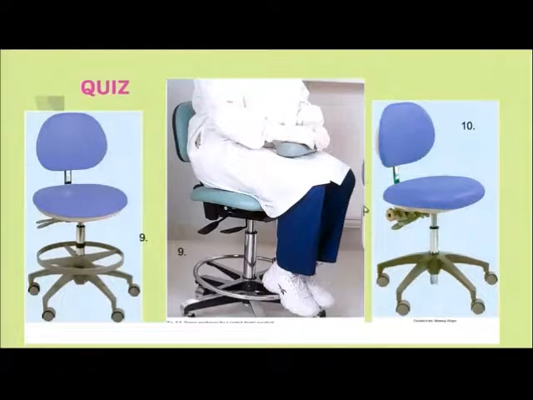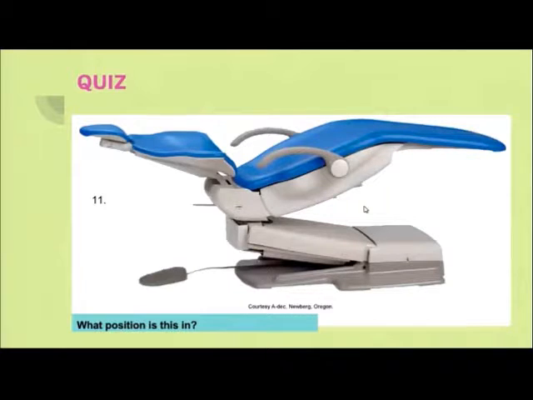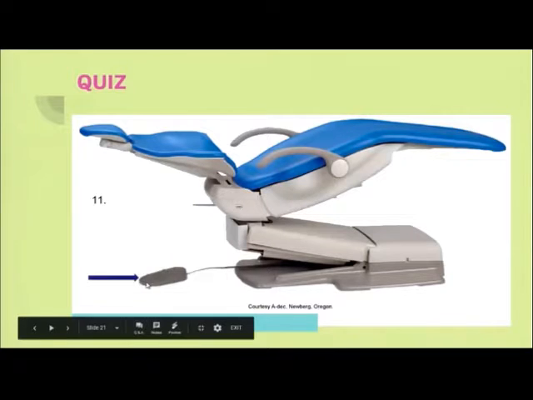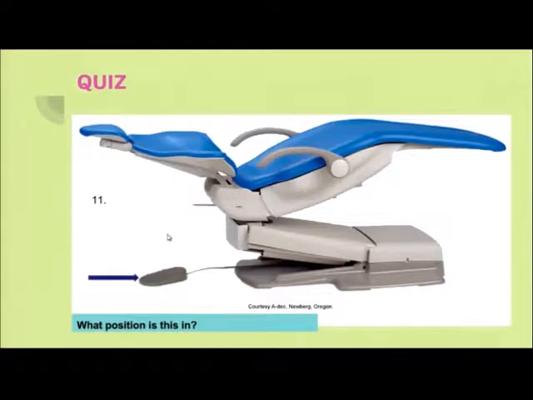Okay. Oh, I forgot number 11. Number 11. What position is this dental chair in? Your choices are either upright, supine, or subsupine. The answer is supine. And this is a foot control for the chair. So we usually have on the dental unit there'll be controls for the chair, and also it can be controlled with the foot, which definitely saves infection control.